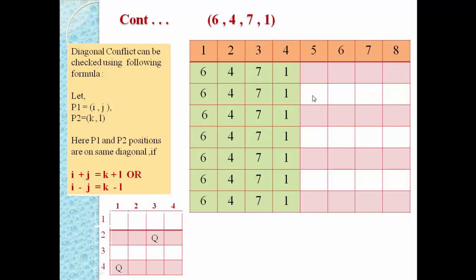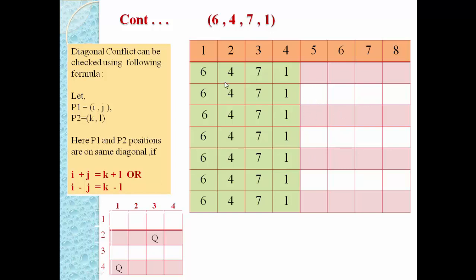So before placing a queen on the chessboard, we need to check both conditions. Once we perform addition between the row and column of the first queen and addition between the row and column of the second queen, it must not be the same. If it is the same, it means that both queens are on the same diagonal. Same way we need to check i minus j equal to k minus l, or subtraction of row and column of the first queen. If it is equal to the subtraction of row and column of the second queen, then both queens will be on the same diagonal. So every time we need to check before placing our queen on the chessboard.